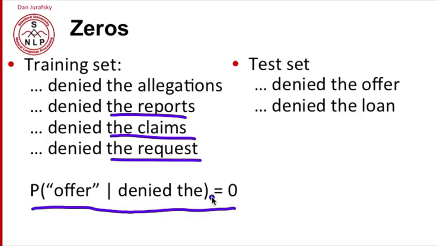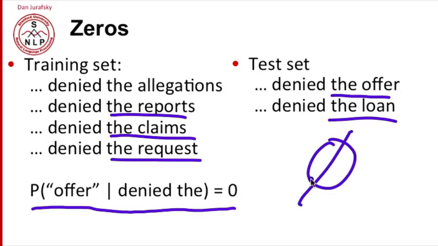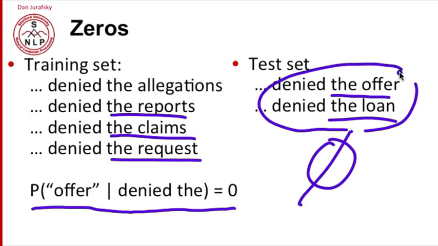Now we go to a test set and we see there's a sentence denied the offer and denied the loan. What's the probability of those sequences going to be? Well, the probability is going to be 0 because we've trained our probabilities on our training set. We're going to do a very bad job. If we're a speech recognizer, we'll never recognize this phrase. If we're a machine translator, we'll refuse to translate into this phrase. We're going to claim this phrase is just not good English. So this is a big problem we need to solve.